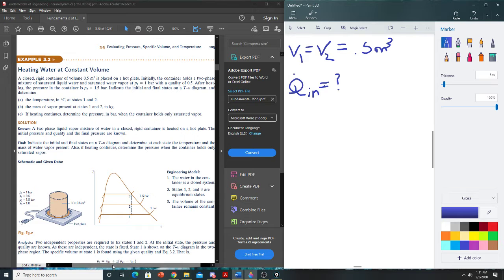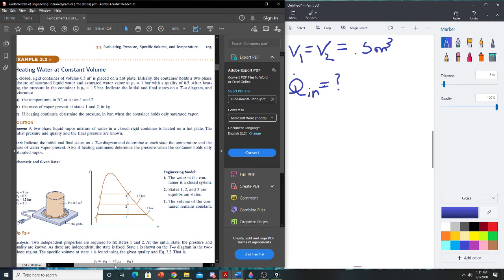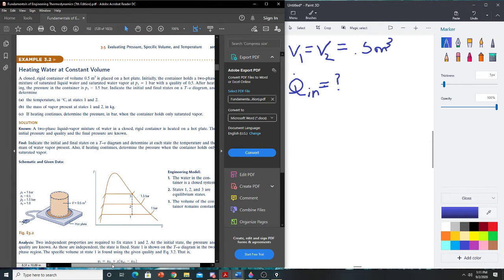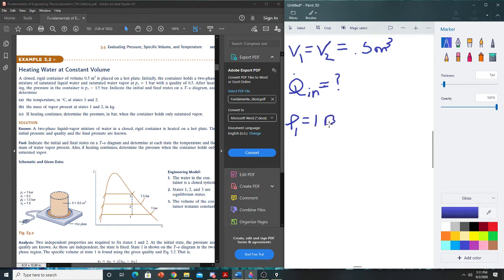And then it says, initially, the container holds a two-phase mixture of saturated liquid water and saturated vapor at pressure of 1 bar. So we have found the initial state of pressure. So right here, we have P1 is equal to 1 bar, right? But what else did that tell us? Where in this region over here did they tell us in this question? Where is it at?